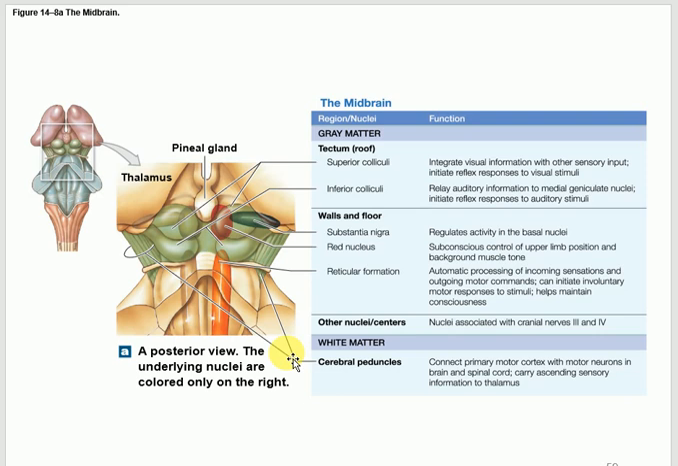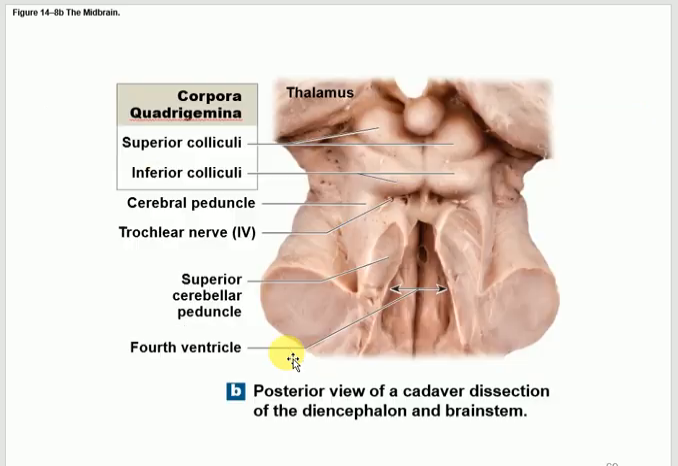Look at these. Can you see this green? Look in the back here of the midbrain. Can you see these 4? 2 superior and 2 inferior. Together, all 4, corpora quadrigemina. Quad, 4. The 2 superior and the 2 inferior. 2 superior for vision and 2 inferior for auditory function.